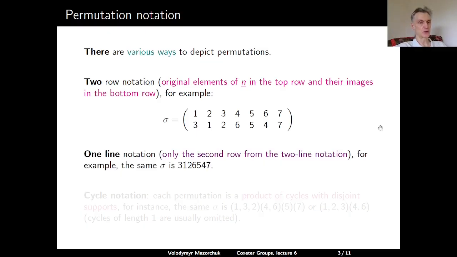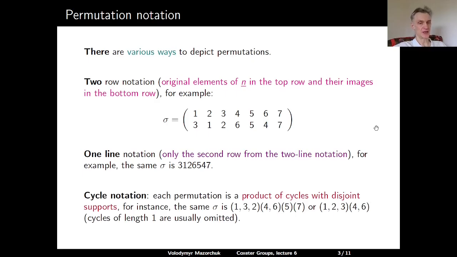There is also the so-called one-line notation, where we just keep the second row of the previous table. So the same sigma can be denoted as 3, 1, 2, 6, 5, 4, 7, and that's a permutation of the elements between 1 and 7. That's the one-line notation.